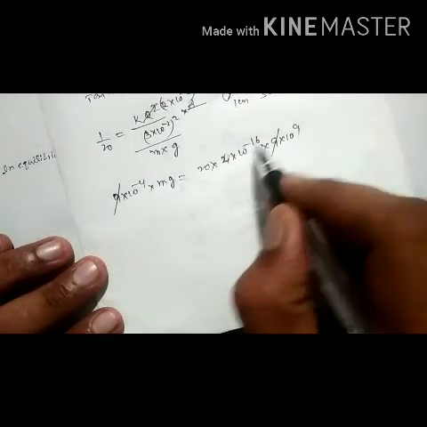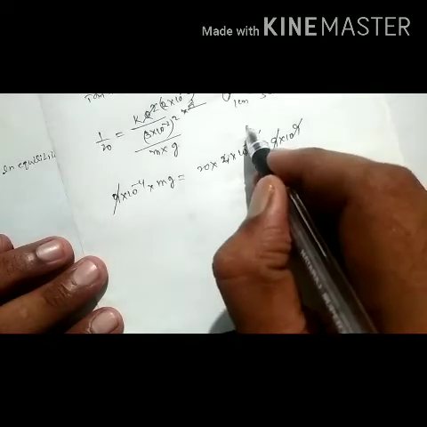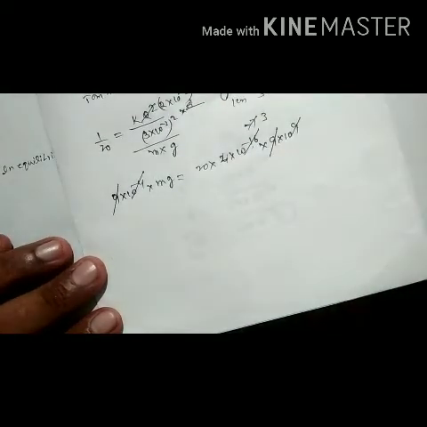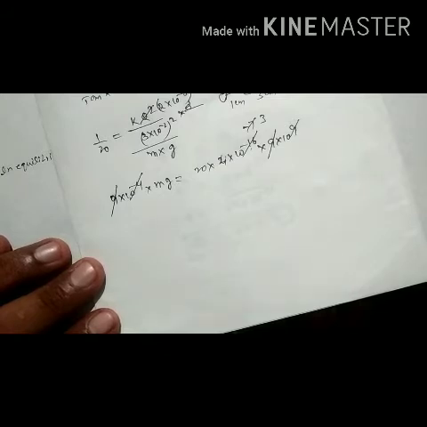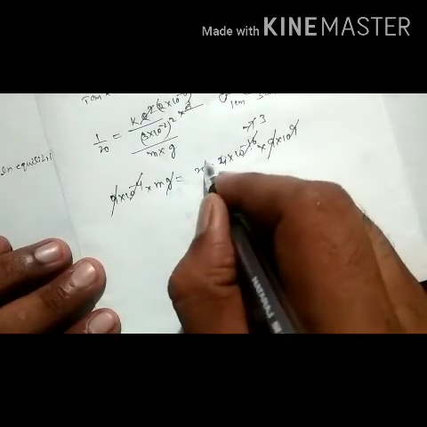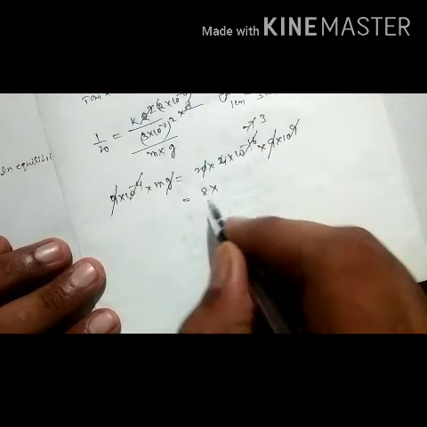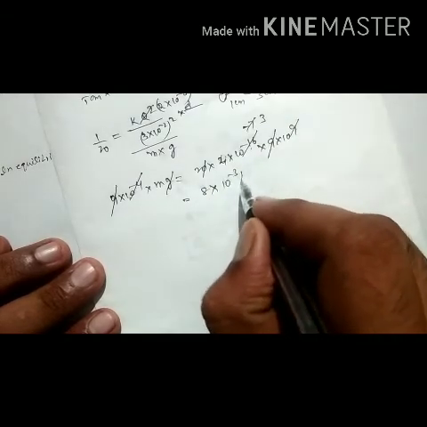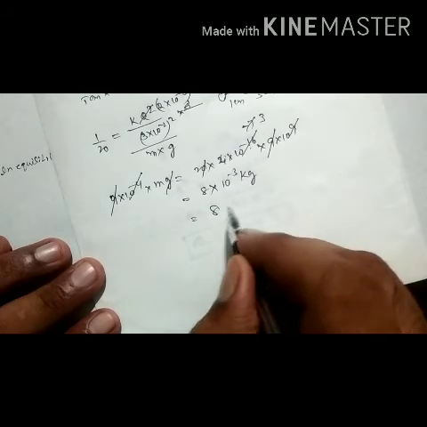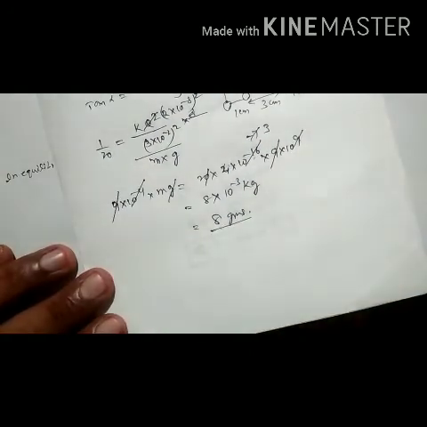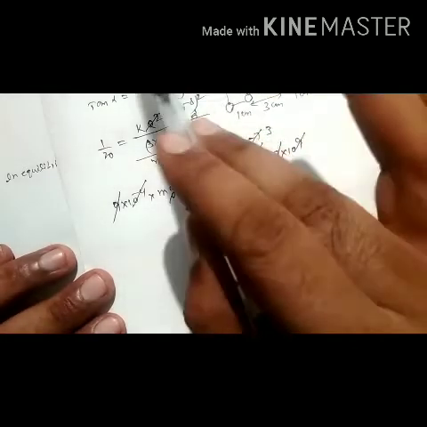Here 9 and 16 means it will become minus 7, and minus 7 means it is minus 3. So what is the mass? Suppose you take g as 10. Here it is 8 into 10 to the power of minus 3 kg, or you can simply write 8 grams, I think. So we have approximately got the answer. The first one is the mass of each ball.